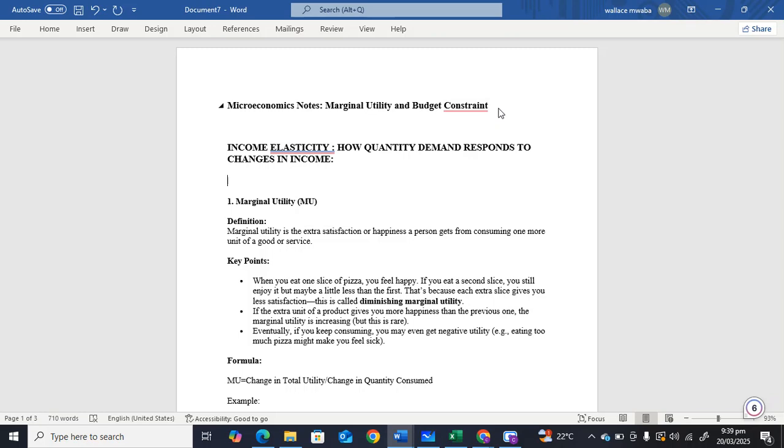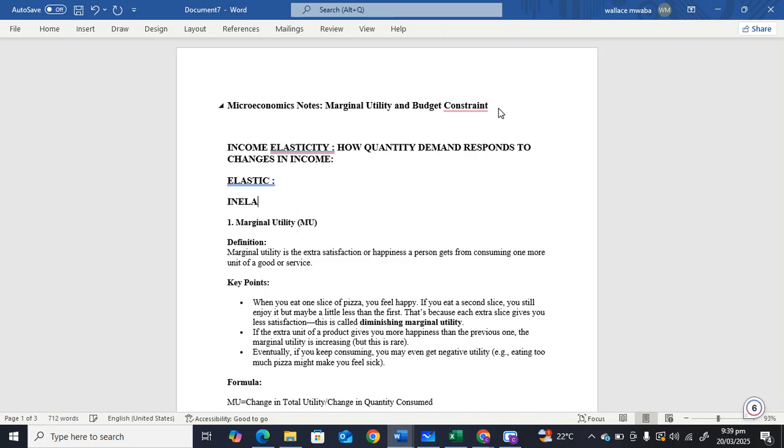So if you say the income elasticity of demand is elastic, what that means is quantity demanded is very responsive to changes in income. Meaning if income increases even by 1%, quantity demanded will increase by a higher amount. So when you hear demand is elastic, it just means demand is very sensitive to changes in income or changes in price.